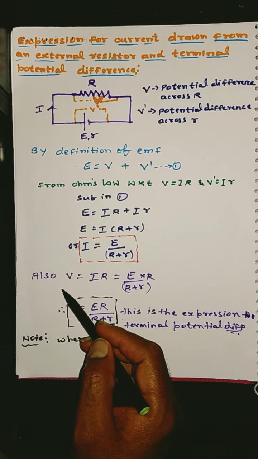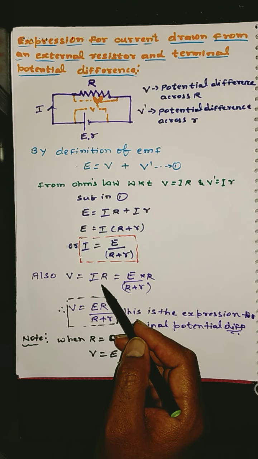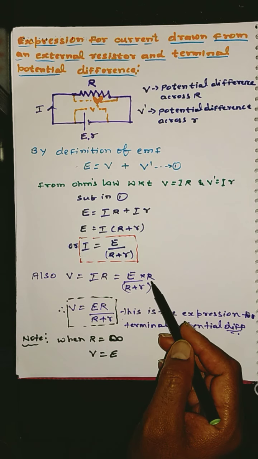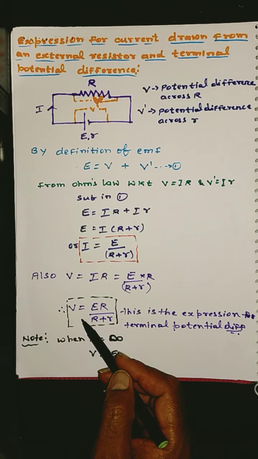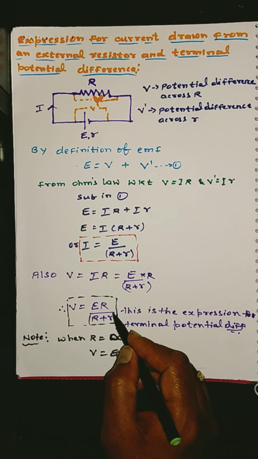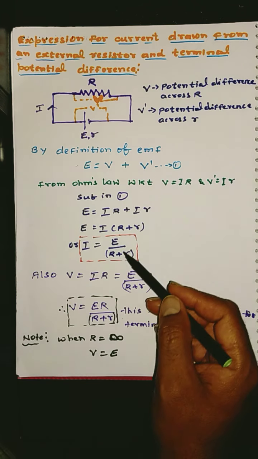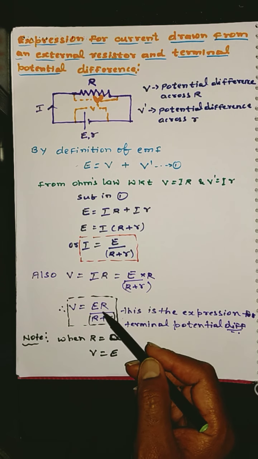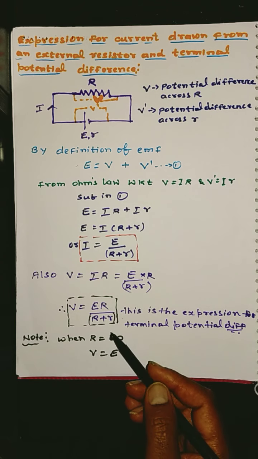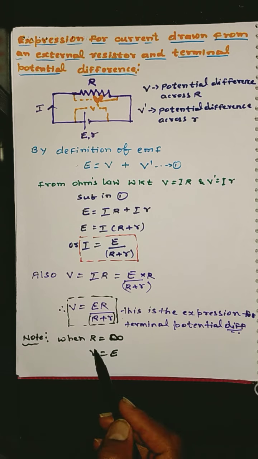But from Ohm's law, we also know that V is IR. V is what is called terminal potential difference. So we have the expression for I, E by (R plus r), into capital R. So terminal potential difference is also given by ER by (R plus r). This is the expression for terminal potential difference. See the difference. I is E by (R plus r), V is ER by (R plus r). So again, if you consider the V by I ratio, you will get back R. That's according to Ohm's law.